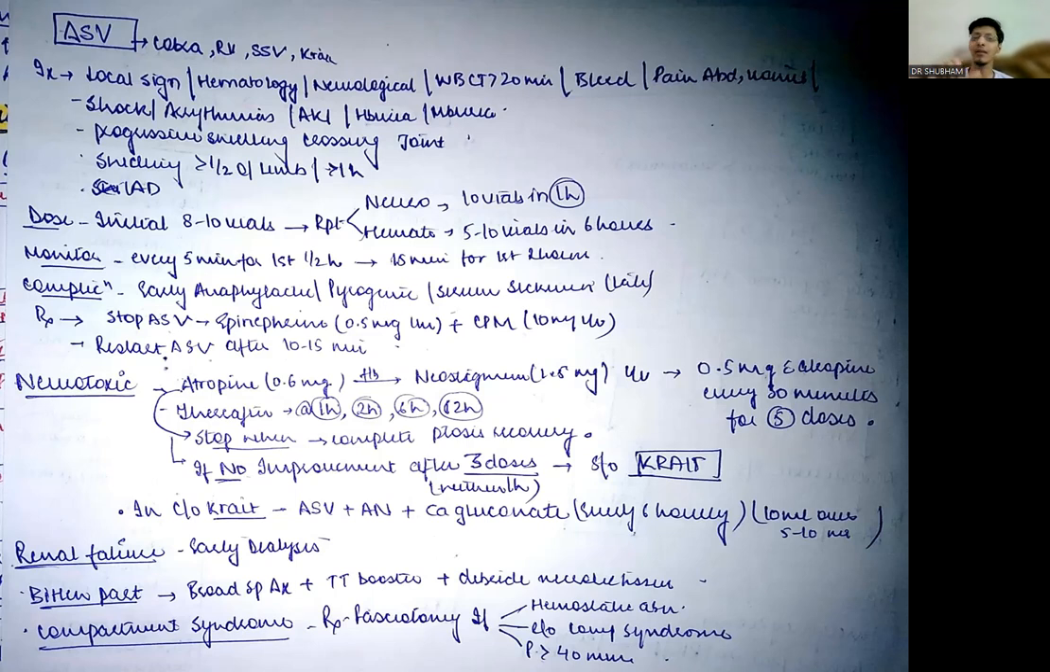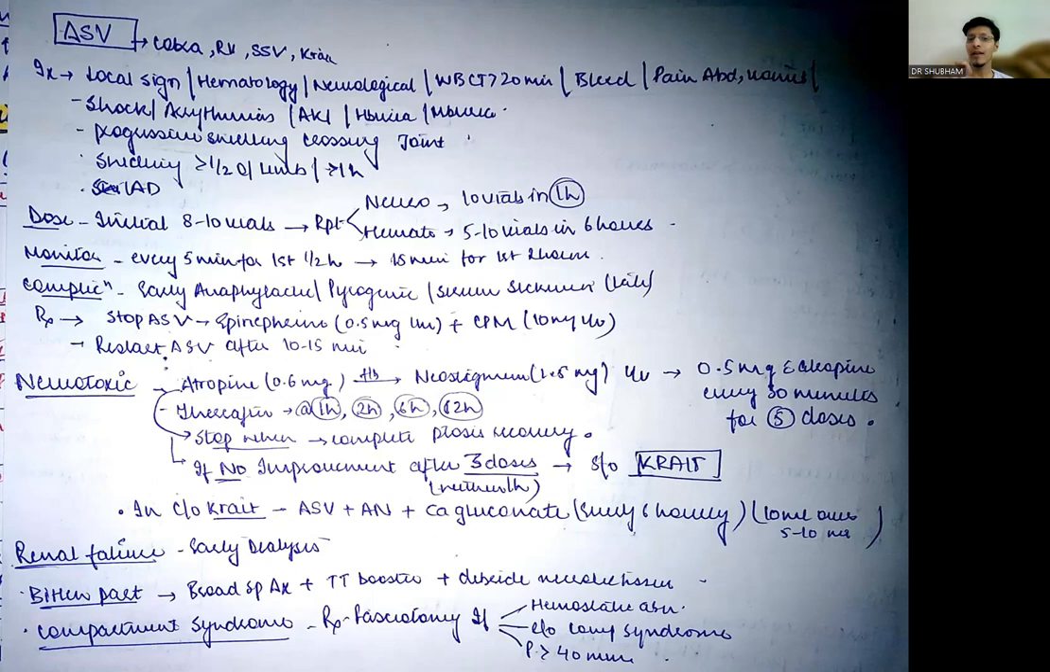You do not have to shake the bottle. You have to just swirl the bottle. So just swirling of the bottle is enough. So one ASV is diluted in 50 ml of NS. Okay. So similar way, if you are taking 10 ASVs, that has to be diluted in 500 ml of NS.